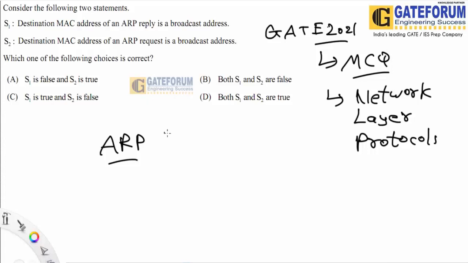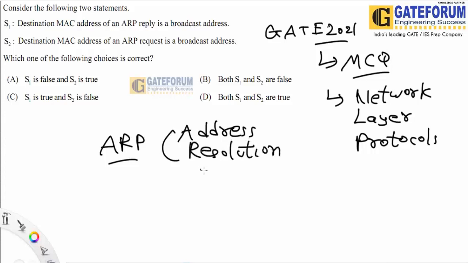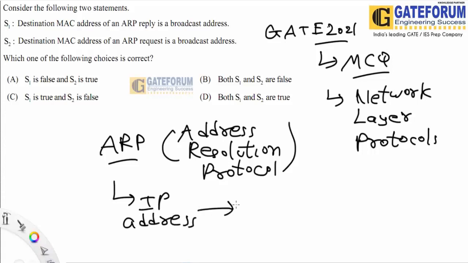Okay, so let's see what ARP is. ARP is the Address Resolution Protocol, which helps us convert the IP address to a MAC address. Means from a given IP address, we are able to find a MAC address. That's basically the concept of the Address Resolution Protocol.